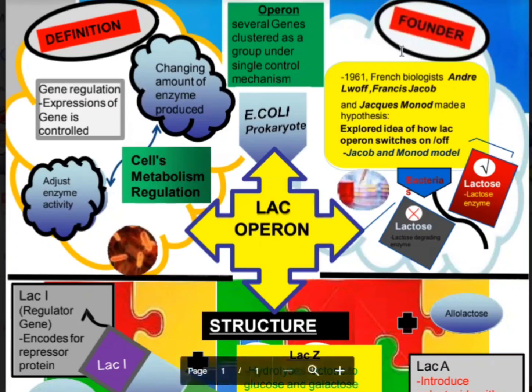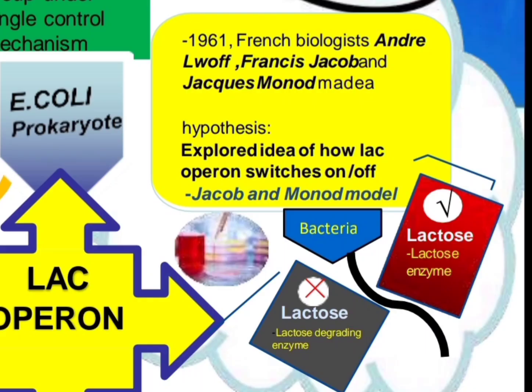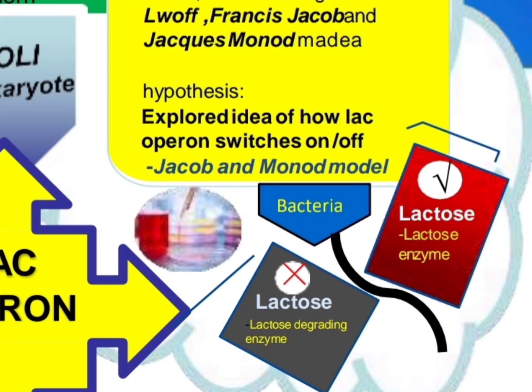Let's now focus on the founders. In 1961, French biologists André Lwoff, François Jacob and Jacques Monod made a hypothesis. They studied aspects of E. coli nutrition. They grew bacteria on culture medium which has no lactose. The bacteria produced had no lactose degrading enzyme. But when those bacteria were switched to a medium with lactose, the bacteria produced the enzyme.